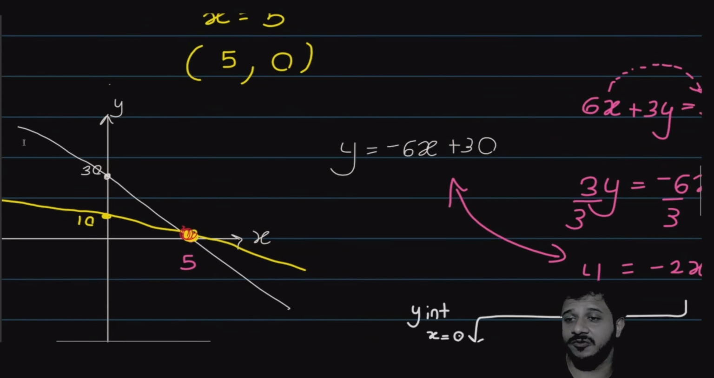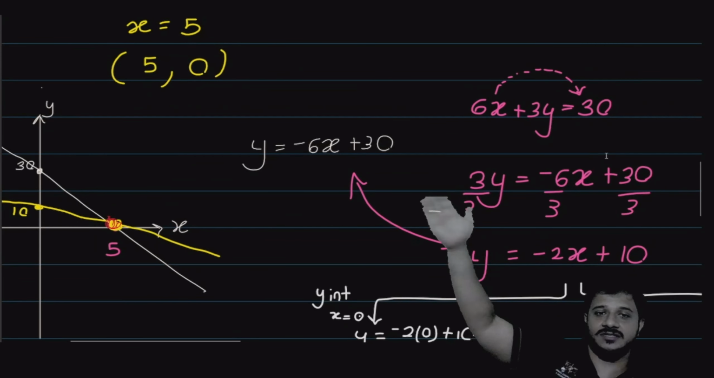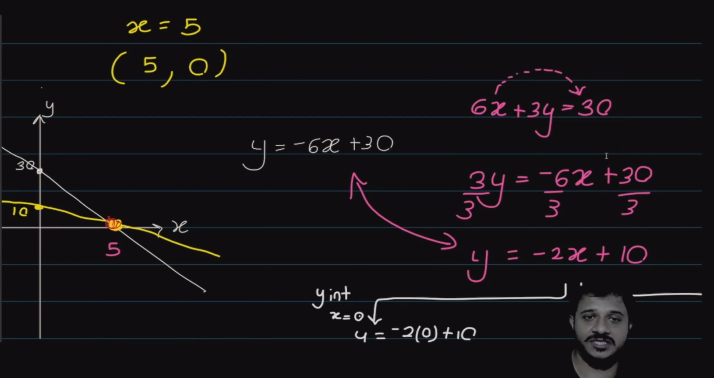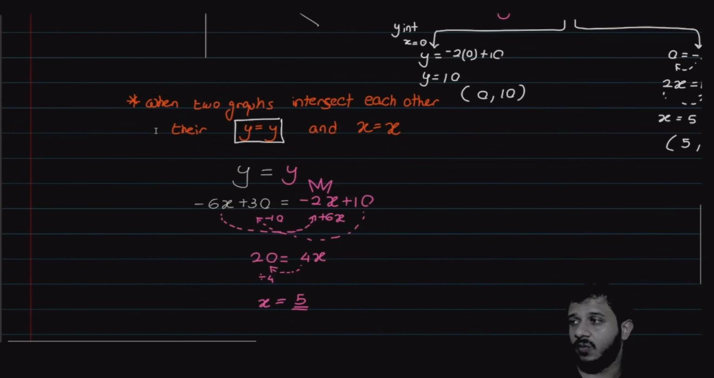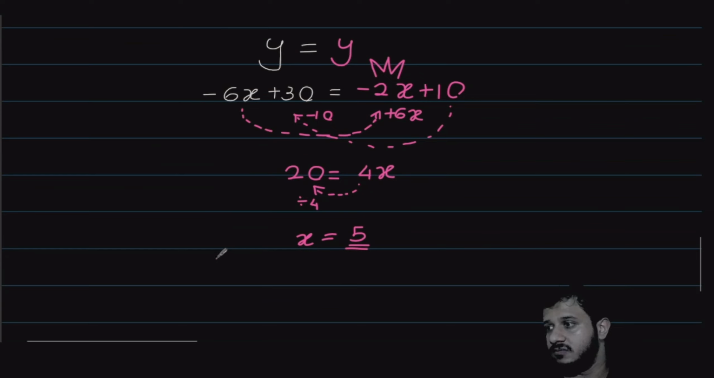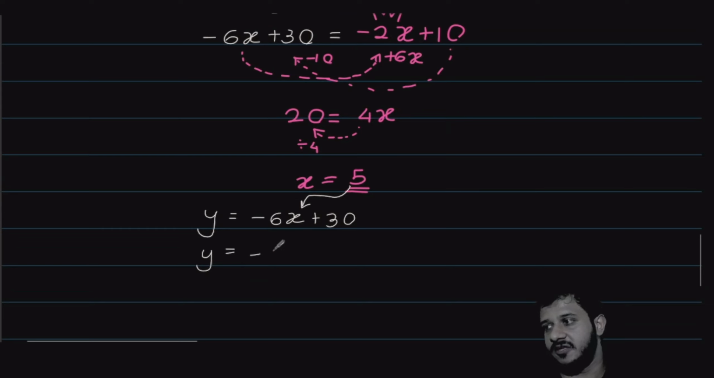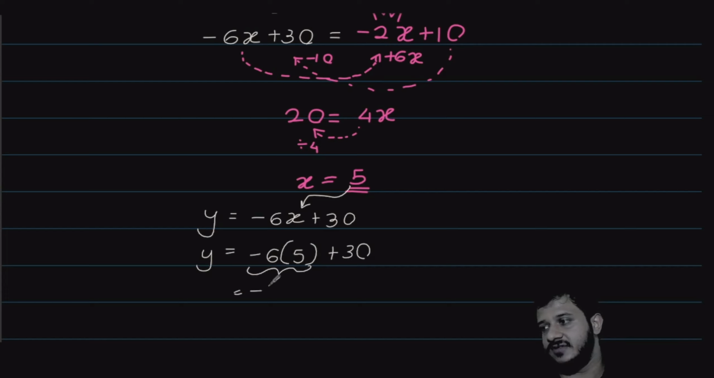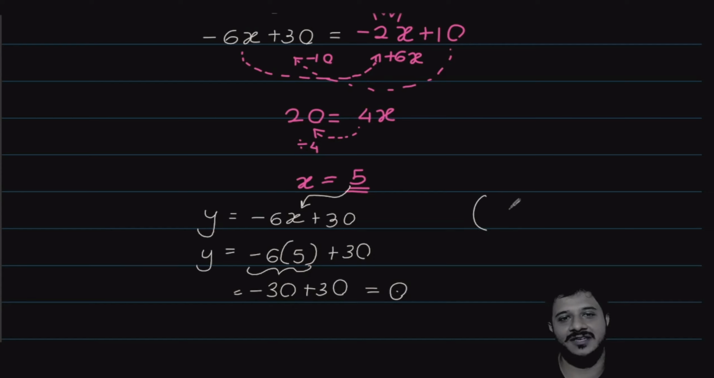To find the y value, what you need to do is select either one of these equations and take that thing down. Which equation would you like to use to find the y value? White one? Okay. White one says y is equal to negative 6x plus 30. But instead of x, substitute x equals 5. So y will be equal to negative 6 times 5 plus 30. Negative 6 times 5 is negative 30, plus 30. Negative 30 plus 30 is 0. The point of intersection is x equals 5, y equals 0.